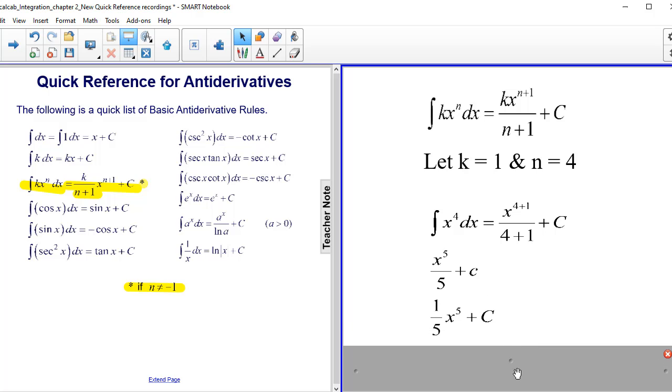You can also rewrite that as 1/5 x to the 5th plus c. And if you want to do a little extra work on your own, you can differentiate this function and see if you end up with x to the 4th up here.